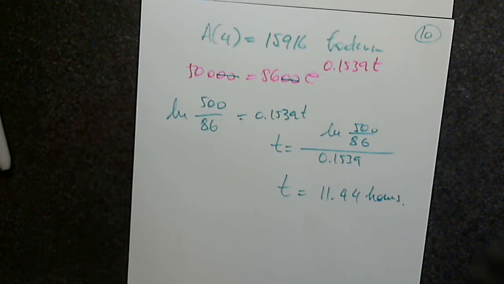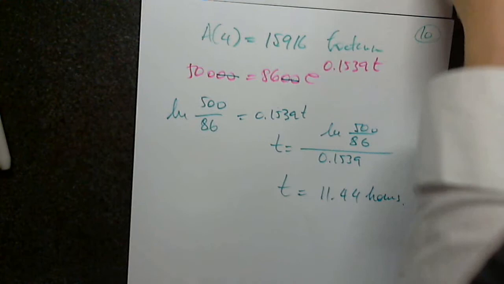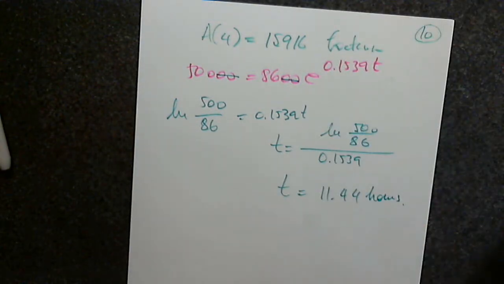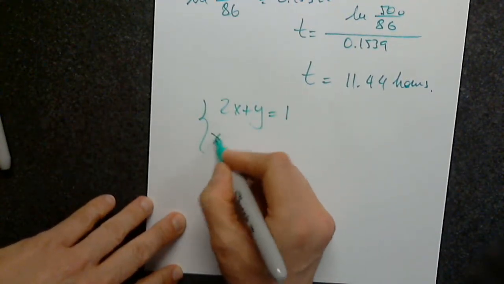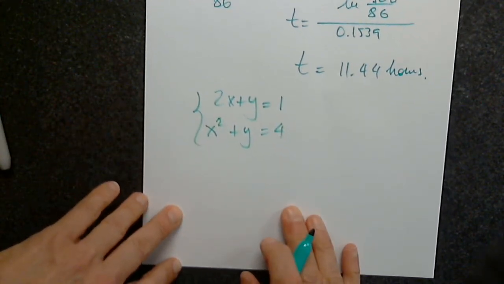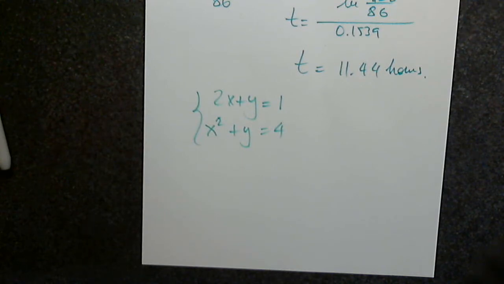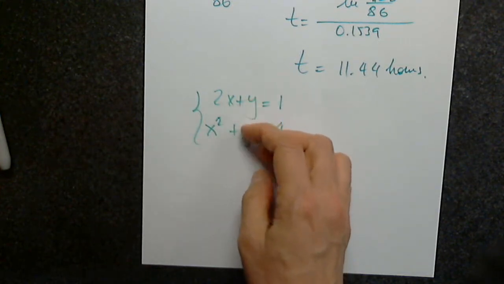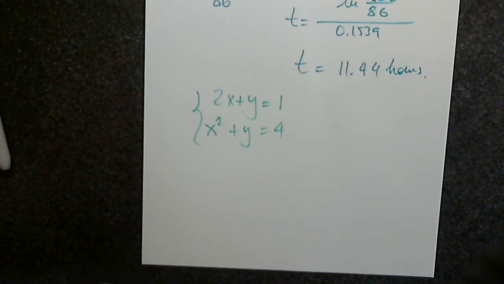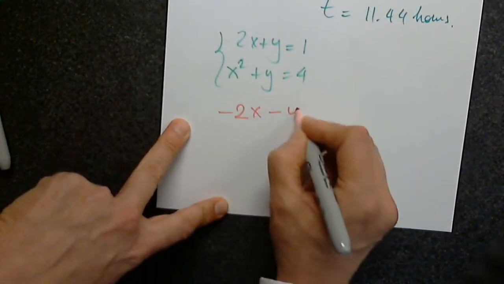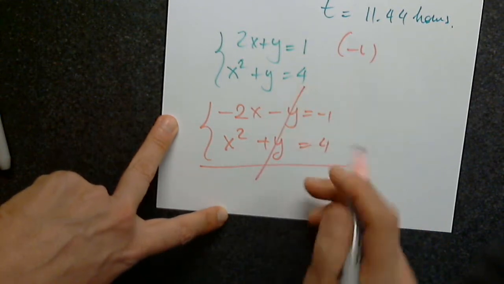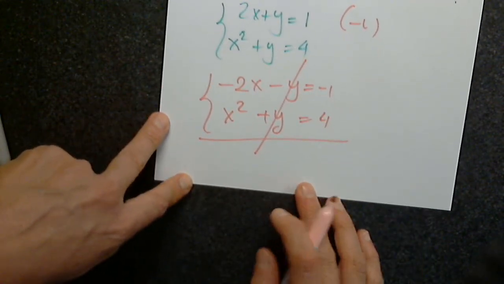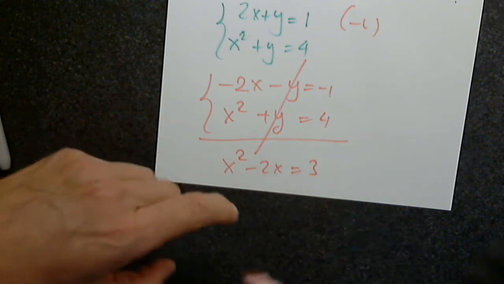Solve the system and graph and plot. So here's the system, 2x plus y equals 1, x squared plus y equals 4. Can I use elimination? Just because one of them can go away very nicely, I could. We can use substitution as well. So let's do negative 2x minus y equals negative 1, and then x squared plus y equals 4, just because these two go away and there is no other y anywhere. So then I have x squared minus 2x equals 3.